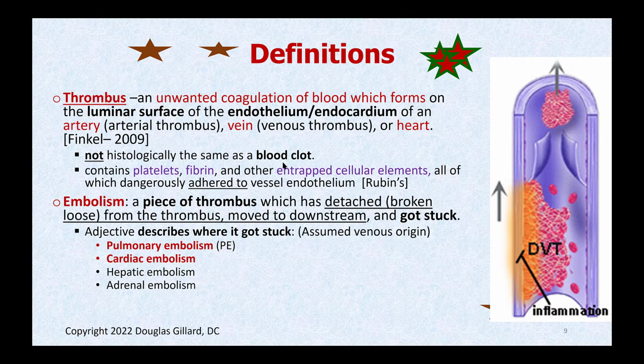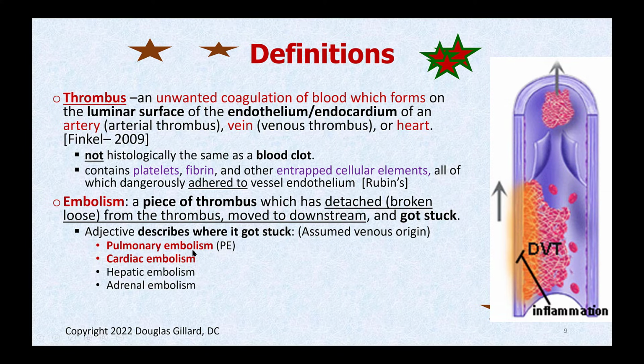Or if you get a rip in the tunica media, like with a dissecting aneurysm, the blood that thickens up and clots is called a blood clot if it's inside the wall of the vessel. But when it's in the lumen of the vessel, it's called thrombosis. Embolism, we already said, is a piece of thrombus that is broken loose, and it can get stuck anywhere.